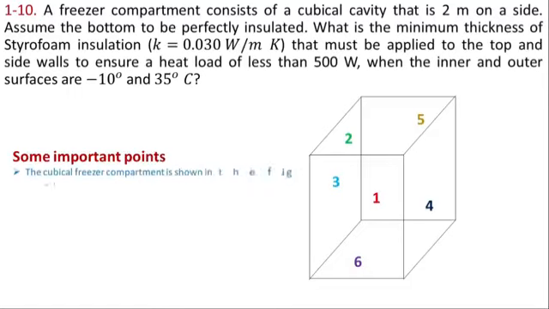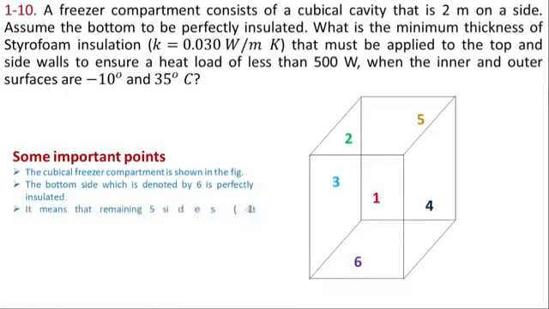Some important points which need to be remembered: the cubical freezer compartment shown in the figure, as I have discussed, is the schematic of the freezer compartment. The bottom side is perfectly insulated, so heat loss will occur from 5 sides, which are 1 to 5, as shown in the figure.